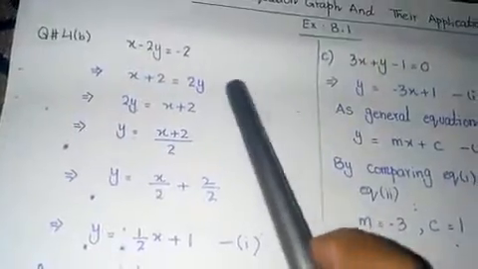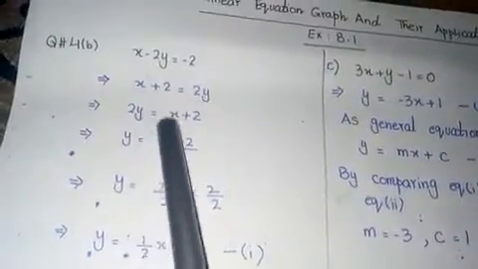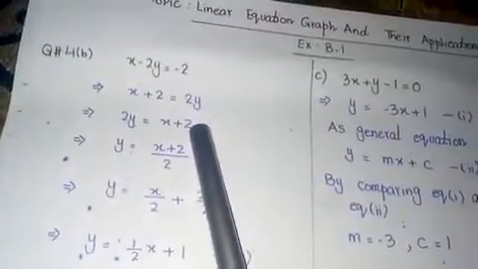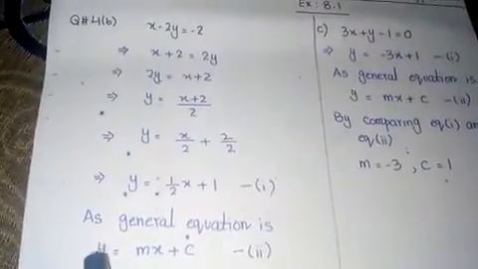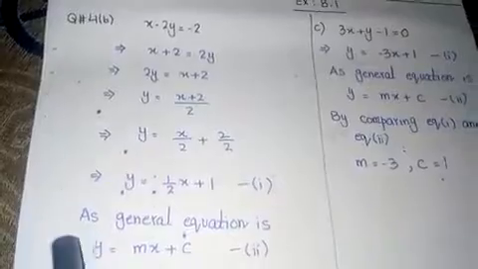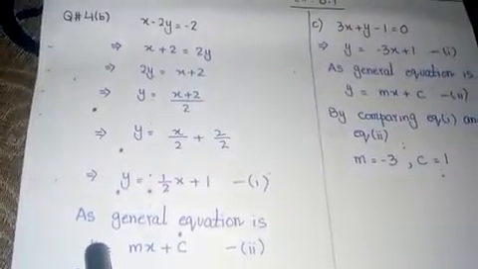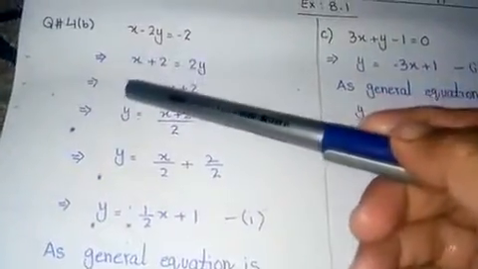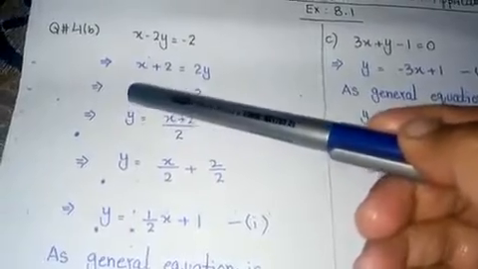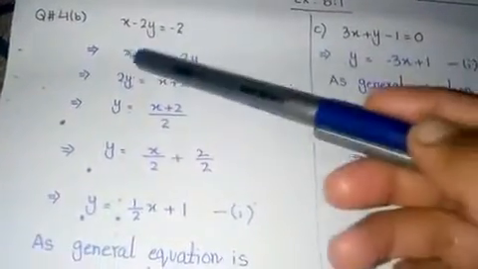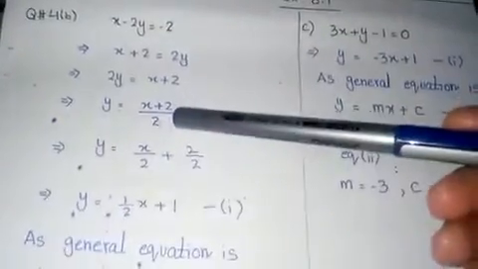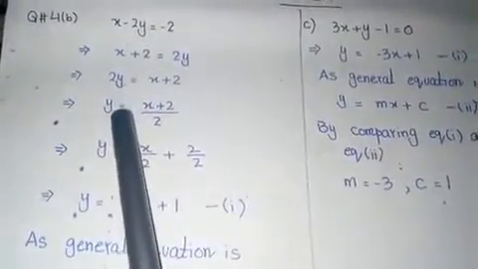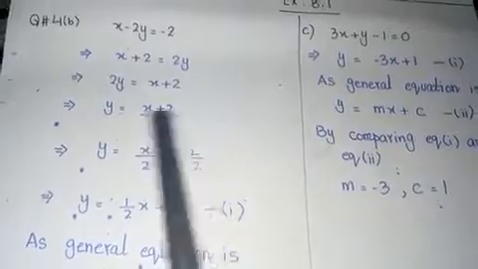And this equation can also be written as 2y is equal to x plus 2. Clear? Now from the general equation it is clear that we need y alone on the left hand side. So there this 2 is extra, so I will move this 2 to the other side. Here it is multiplying with y. When I change its side, it becomes the denominator. So the equation becomes y is equal to (x plus 2) by 2.